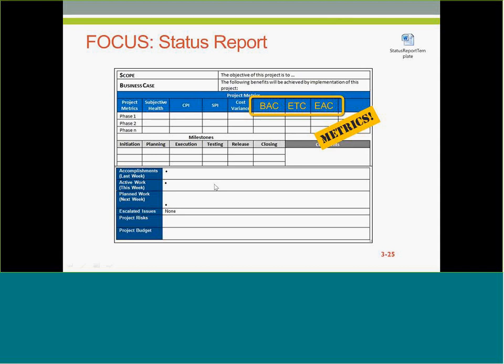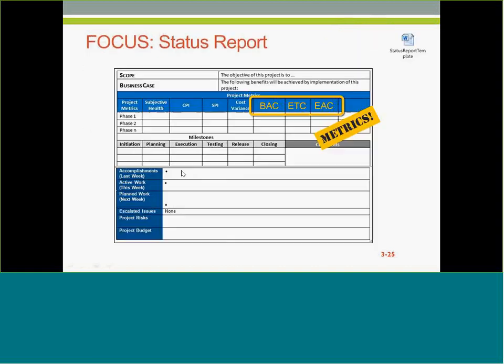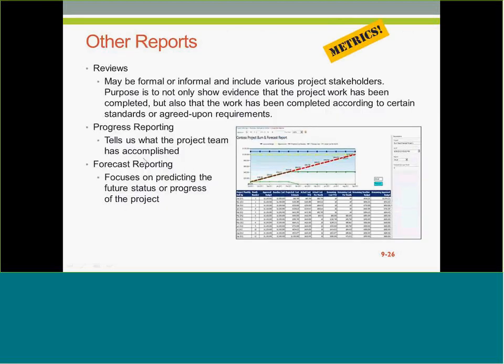So there are some reports. Sometimes formal project reviews will be conducted. Those will be project reviews or project audits. Progress reporting will typically only include these first three items here. And then we have forecast reporting. Forecast reporting will focus on predicting the future steps, and it will be looking at all of these lines that we've discussed, talked about, or environment management, right?